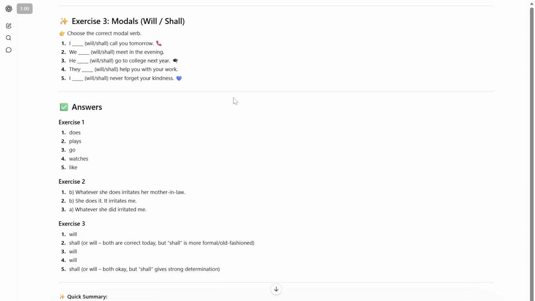Answers. Exercise 1: 1. Does. 2. Plays. 3. Go. 4. Watches. 5. Like. Exercise 2: 1b. Whatever she does irritates her mother-in-law. 2b. She does it. It irritates me. 3a. Whatever she did irritated me. Exercise 3: will or shall. Both are correct today, but shall is more formal and old-fashioned. Shall or will: both okay, but shall gives strong determination.